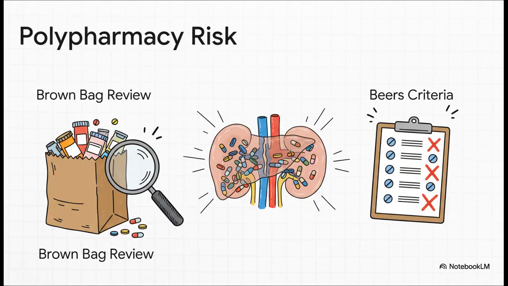Next up is polypharmacy, which is just a fancy word for being on a whole bunch of different medications. Here's the problem. Older adults' kidneys and livers don't clear out drugs as fast as they used to. So that means medications hang around in their system longer, which can lead to toxicity. Your 2 secret weapons here: the brown bag review, where you literally have them bring in every single pill bottle they own, and knowing the Beers criteria, which is basically the official "don't use these meds" list for older adults.